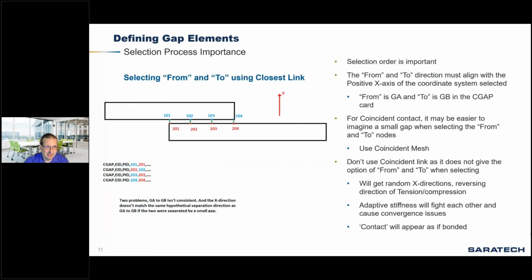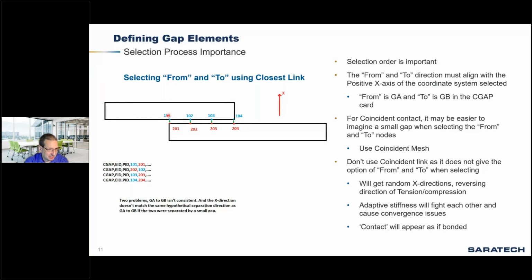So I can't emphasize enough how important the selection process is when it comes to the from and to selection. It is important that that from to direction must align with the positive x-axis of whatever coordinate system you might be selecting, especially when you're dealing with coincident nodes here. So in my example here, imagine that these two are actually physically touching. So with them physically touching, I like to imagine them separated as they're drawn here in my lovely MS Paint art here. And as you can see here in the order based off the gap element, there is an order issue. We have our first element here is from 101 to 201.